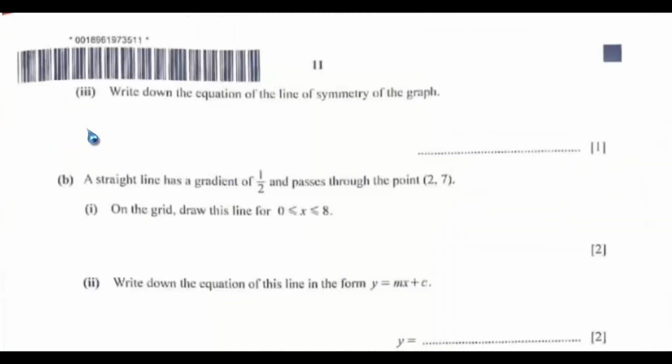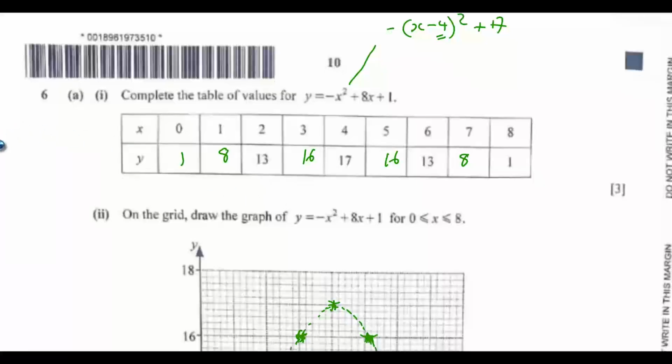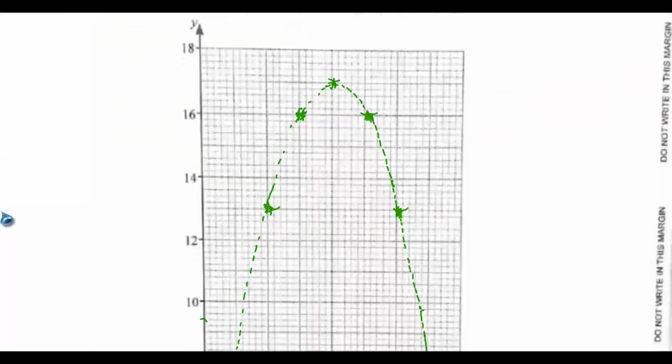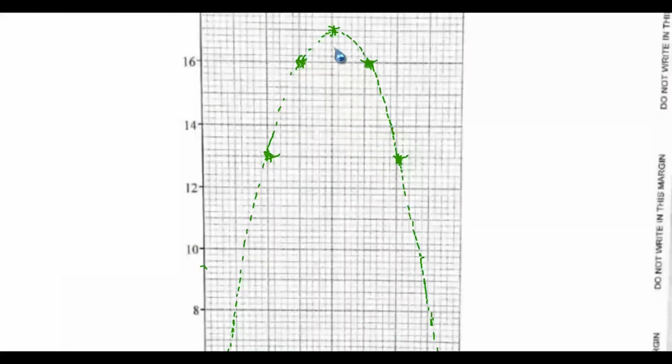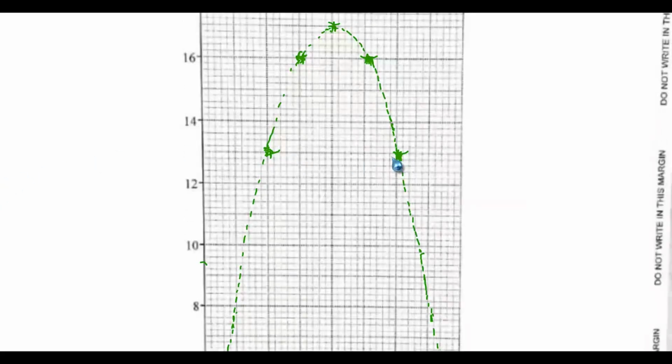That will be part 3. Write down the equation of the line of symmetry of the graph. The line of symmetry is a line that divides the curve into two equal halves, such that when one side is flipped over the other, it does not overlap. It will be the middle here. If you trace this down, that will be x equals 4. If you take 2 points from the two sides, they should be equidistant. Take for instance this and this.